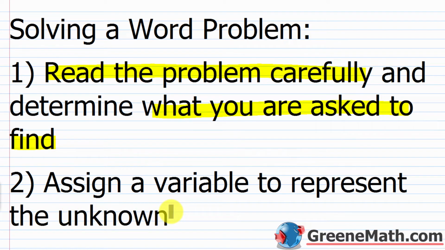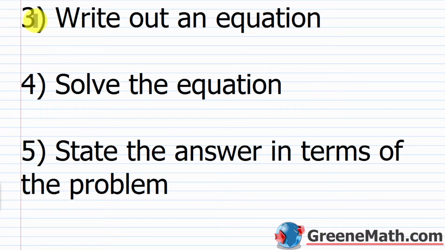All right, now the next thing is to assign a variable to represent the unknown. Sometimes there's going to be more than one unknown. And as we get through algebra, you're going to have a lot more complicated scenarios than you're going to face when you're just working with linear equations in one variable. For the problems we're going to look at here, if we have two unknowns, we're going to be able to represent one of the unknowns in terms of the other.